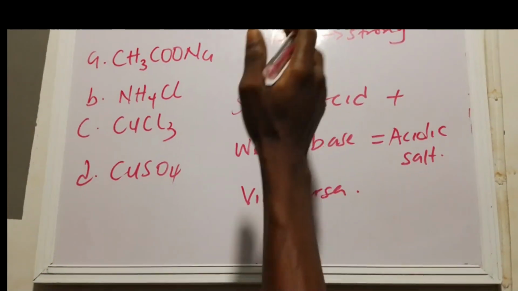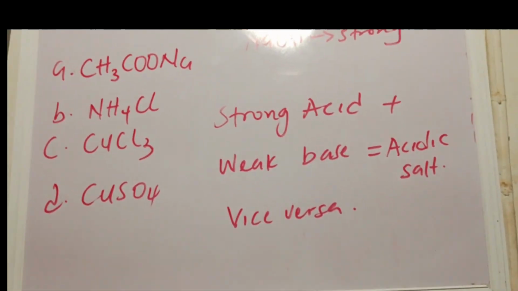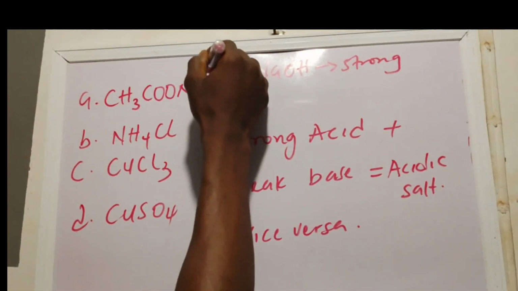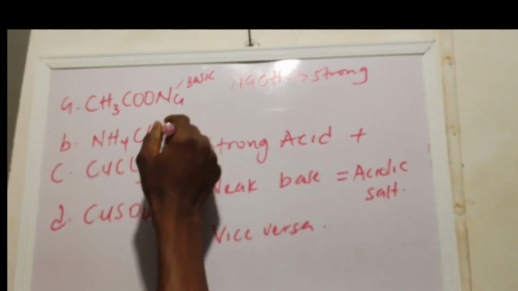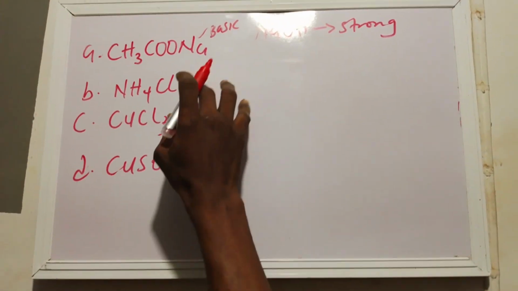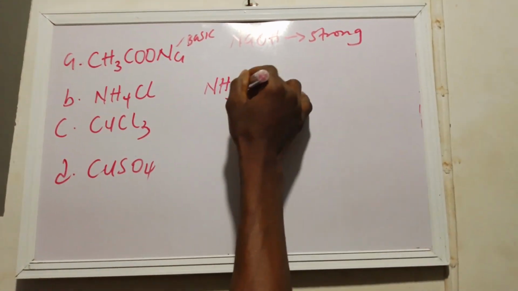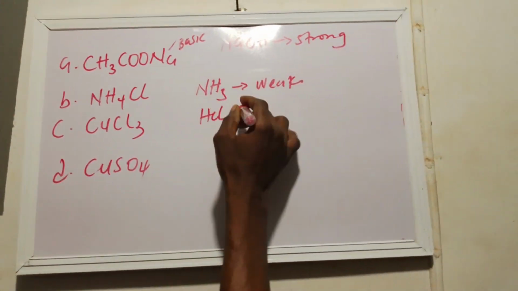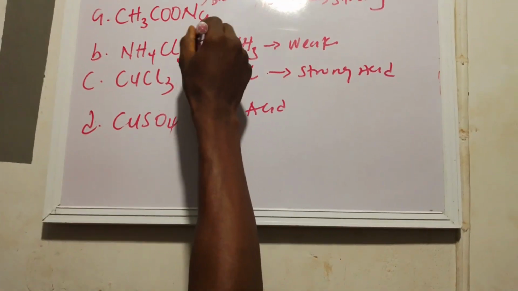Option B, ammonium chloride, is formed from ammonia and hydrogen chloride. Hydrogen chloride is a strong acid, ammonia is a weak base. So the result will be what? Acidic, because you are reacting a weak base and a strong acid. Also, copper 3 chloride is formed from copper 2 chloride and chlorine. In this kind of reaction, copper 2 chloride itself is acidic, because it's formed from copper 2 hydroxide and HCl, which is a strong acid. So it's going to be acidic.